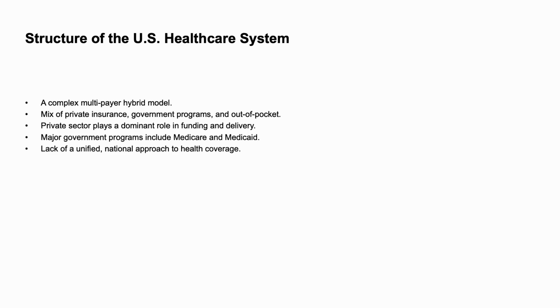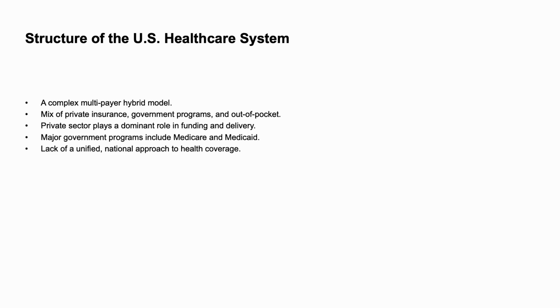Now, let's turn to the U.S. system. It is best described as a complex, multi-payer hybrid model. This is a crucial concept to grasp. It is not a single system but a mosaic of different funding and delivery mechanisms. For the majority of the non-elderly population, health coverage is provided through private insurance, most often through their employer. However, the government plays a significant role through programs like Medicare for those over 65 and Medicaid for the poor and disabled. Veterans and federal employees have their own specific plans.